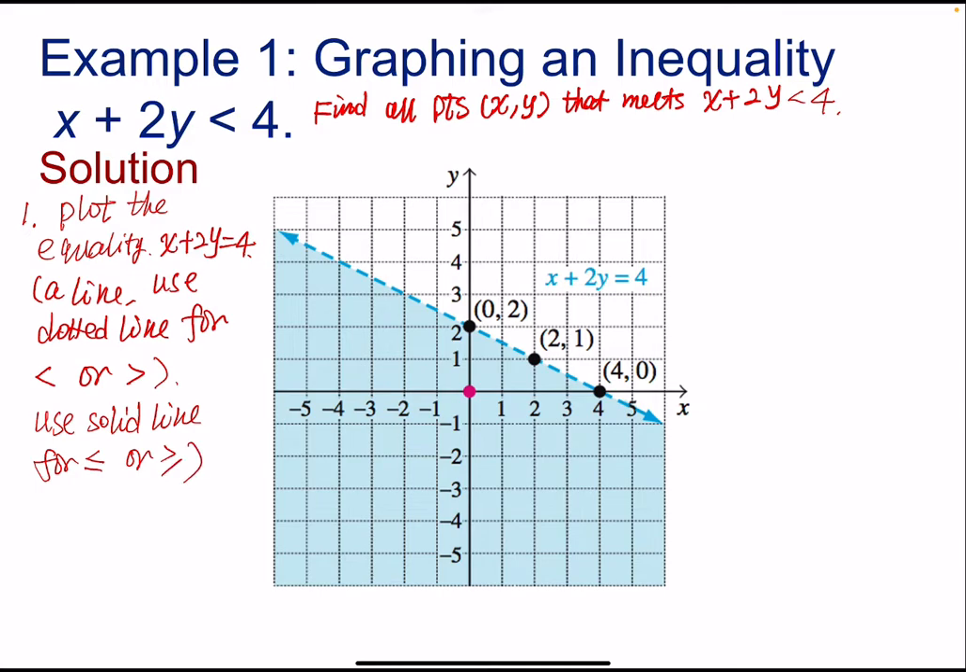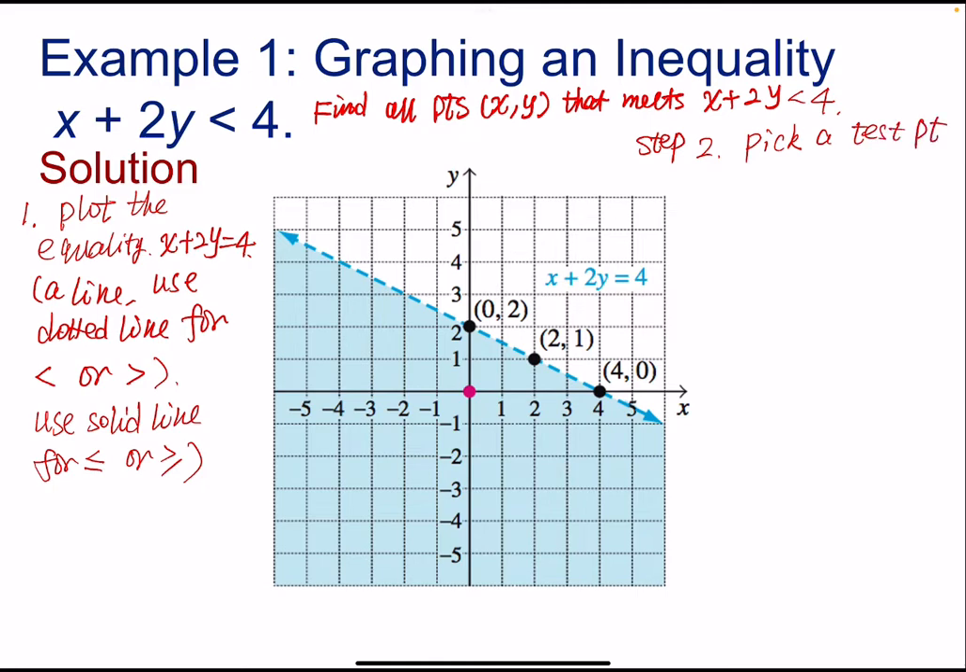And here, the corresponding equation is x plus 2y equal to 4. Using the method we learned earlier, you can plot the line as shown by this blue line, x plus 2y equal to 4. Okay, and then the next step, step 2, is to pick a test point.